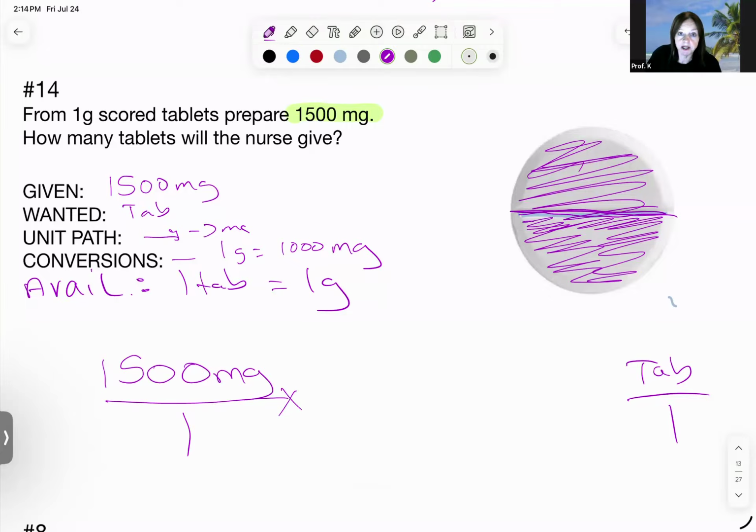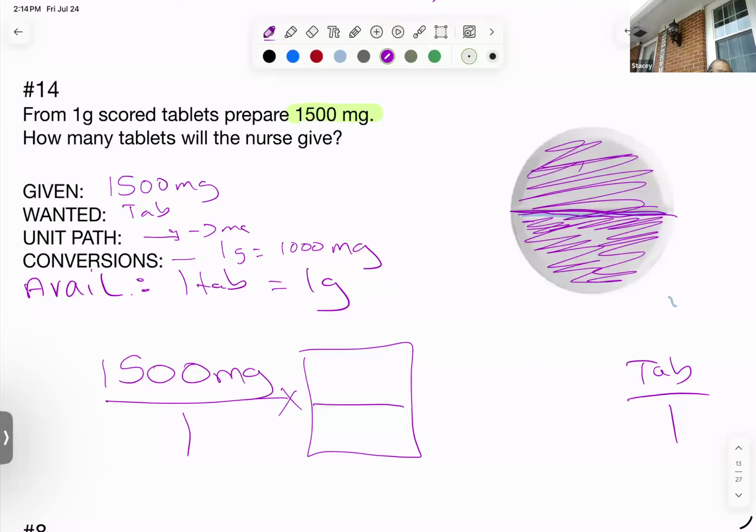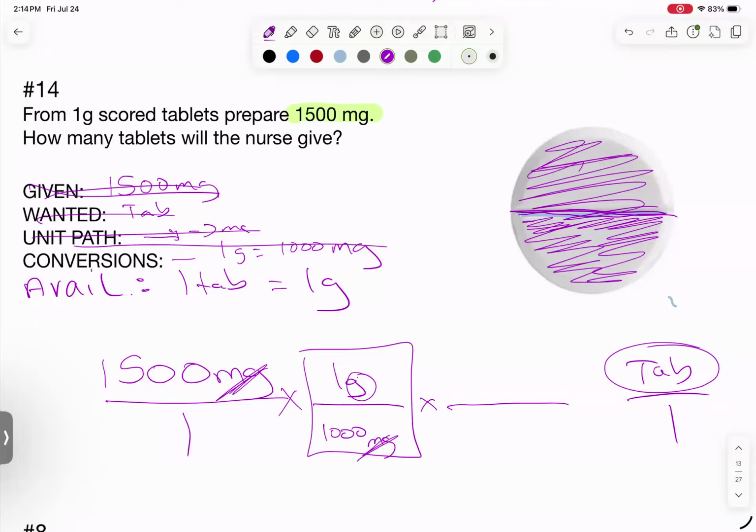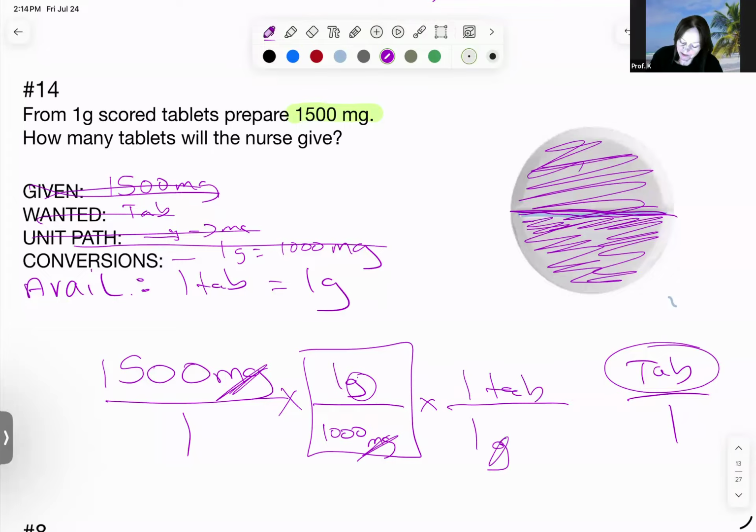So now it's a process of elimination. How do I get rid of milligrams? What do I put here in this fraction? 1,000 milligrams is the denominator. 1 gram is the numerator. All right, beautiful. When I do that, I cross off my milligrams. Now I have grams to get rid of. How do I get rid of the grams? Because I only need tablet. 1 tab over 1 gram. You got it.